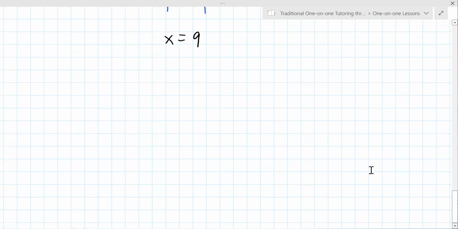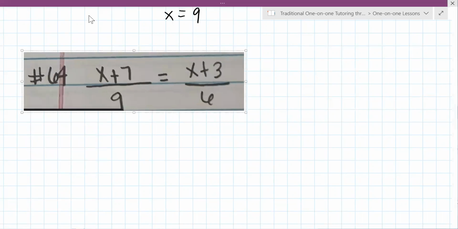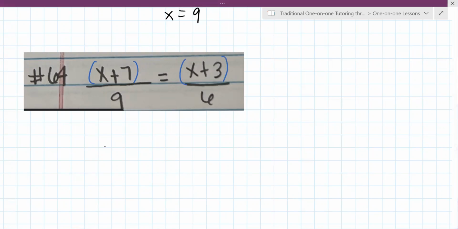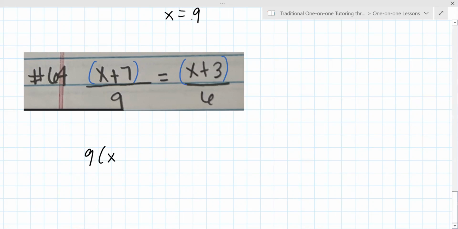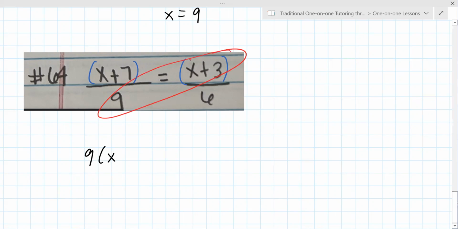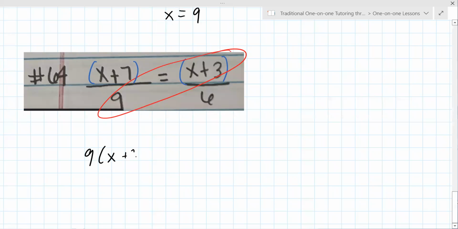Okay. The key really is remembering that the numerator's in parentheses, so you don't just multiply one of them by the other number. So you're going to do 9 parentheses x plus 7. No, you're always going diagonal. Oh, okay. So it's that way. Yeah. So 9 times x plus 3 equals, and then you go the other way.